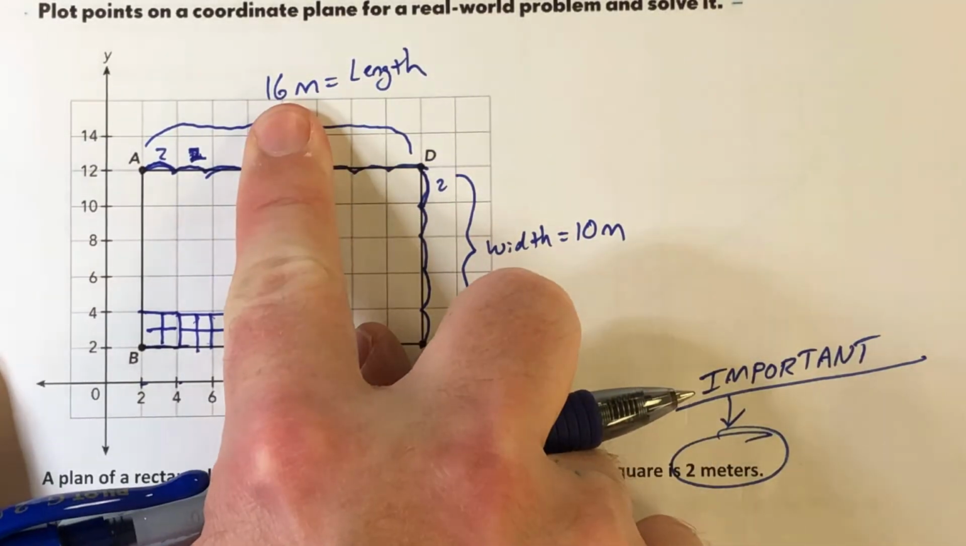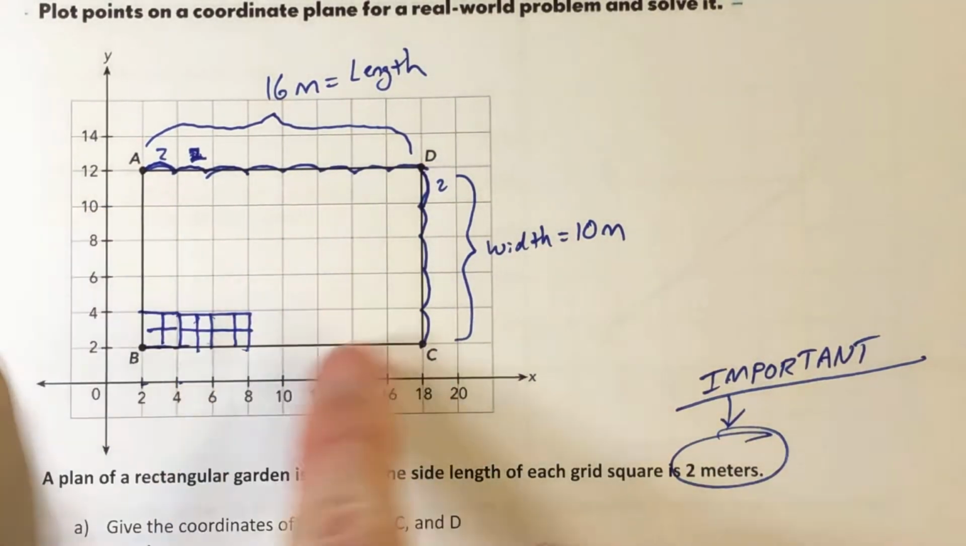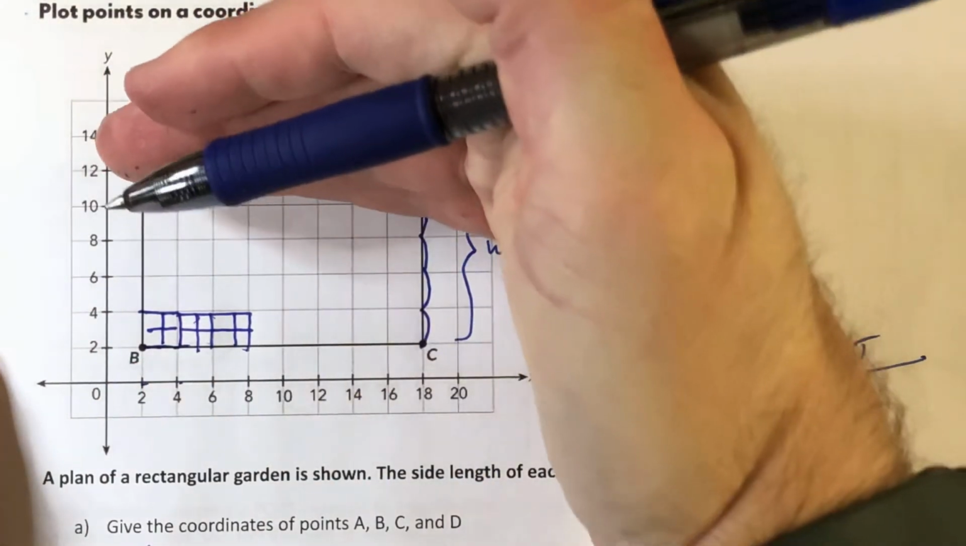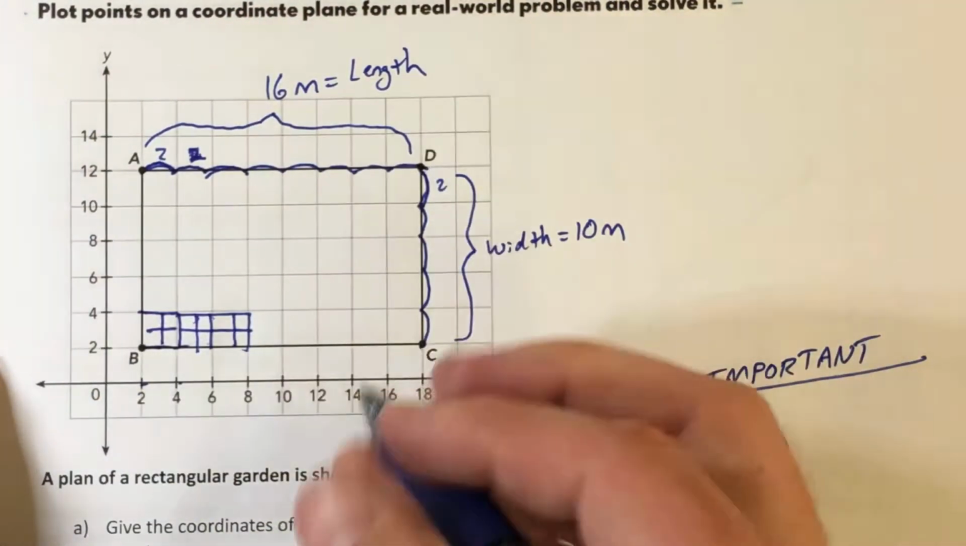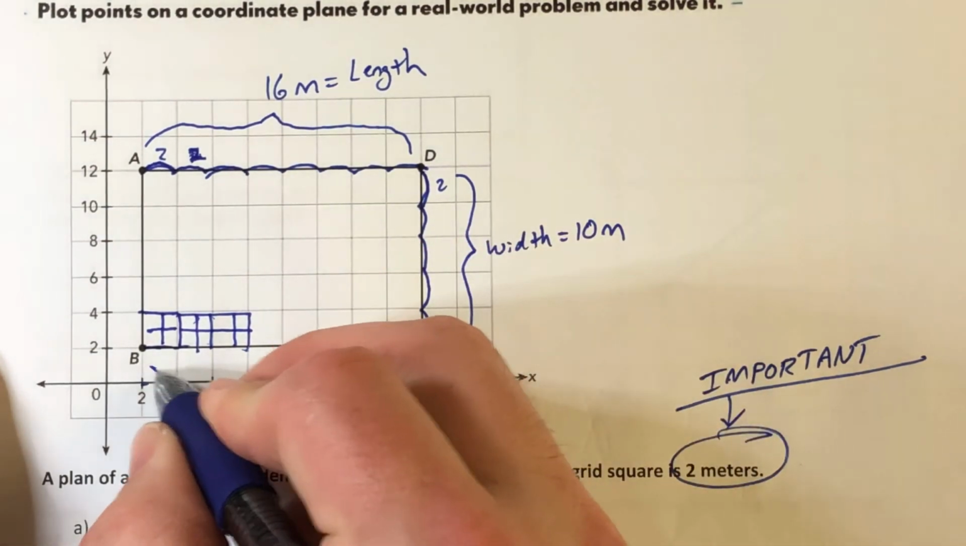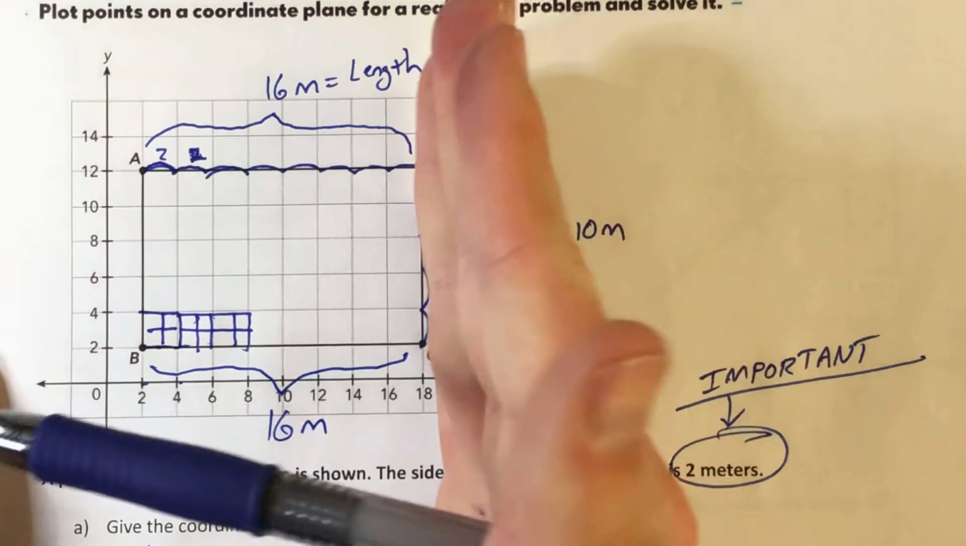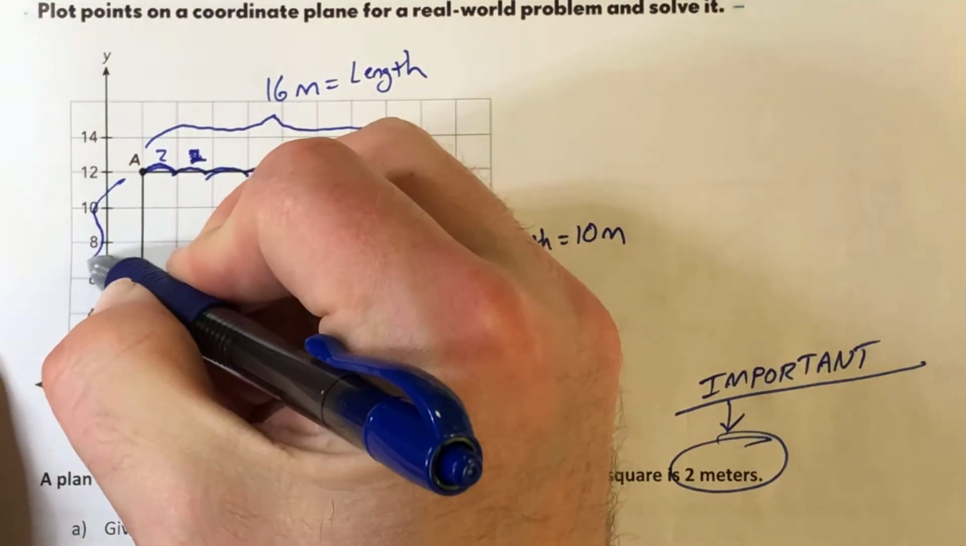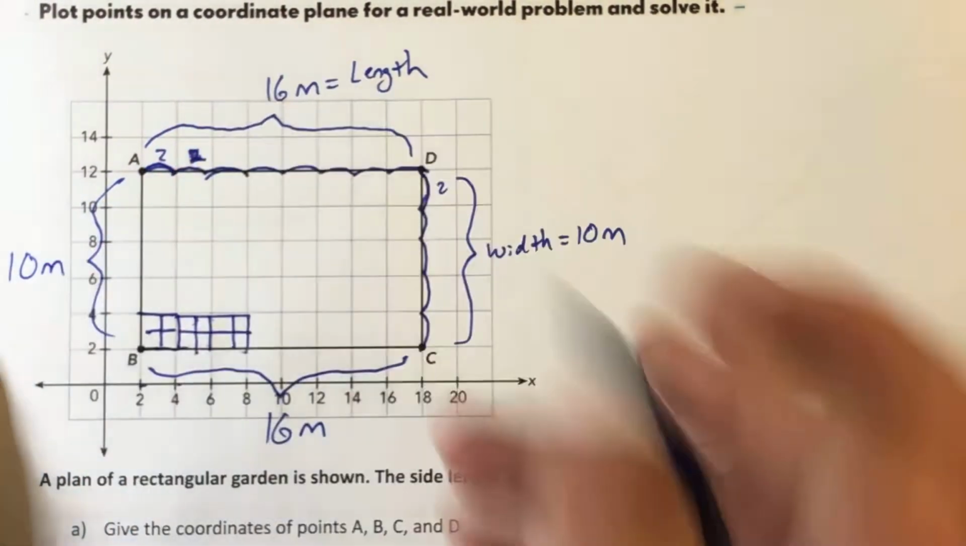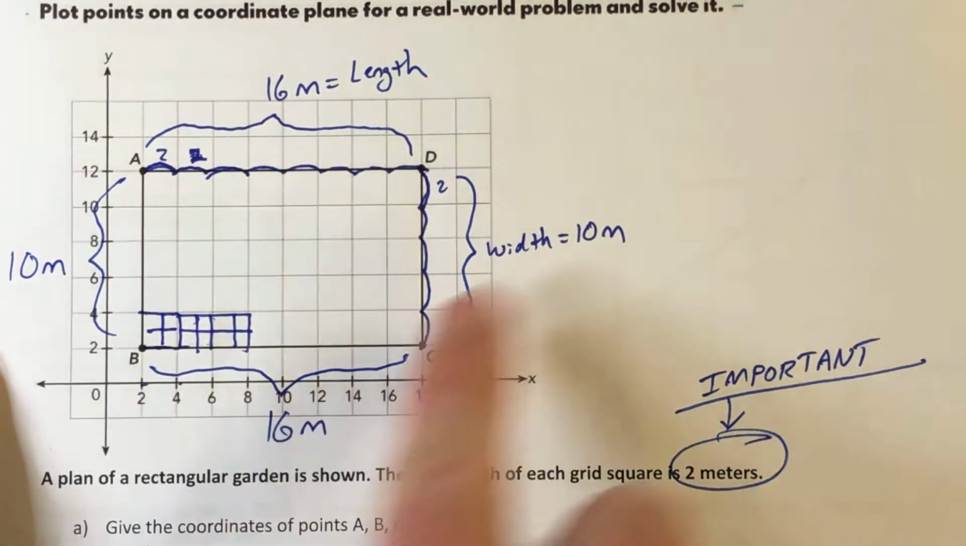We have 16 and 10. Well, there are 4 sides. So what are these 2 sides? Well, this is a rectangle. So opposite sides of rectangles are equal. So that means this side is also 16 meters. And that means this side is also 10 meters. So we have 16, 16, 10, and 10.